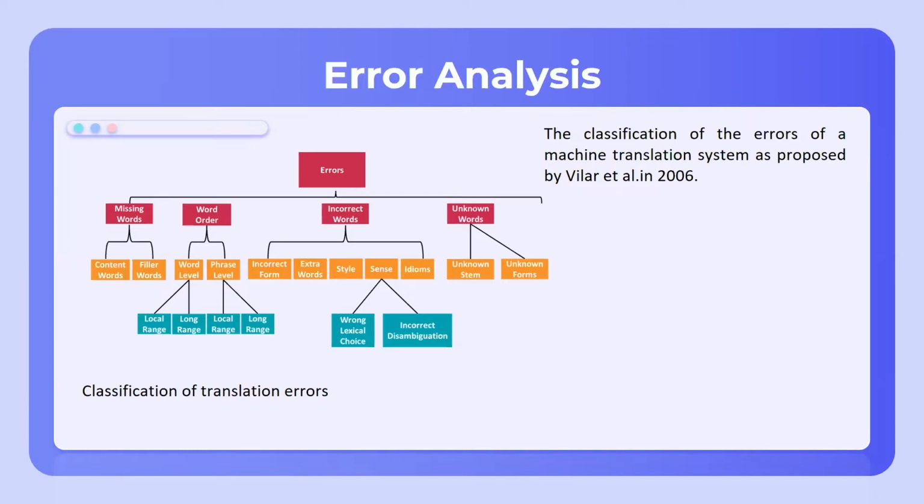For word order, it could be at the level of word or at the level of phrase. For incorrect words, it could be incorrect form or actual words, or errors in style, or error in sense, or error in idioms. For unknown words, it could be unknown stem or unknown forms.